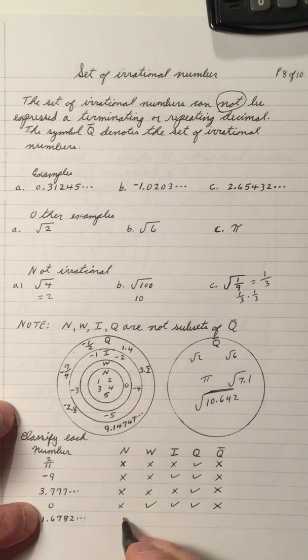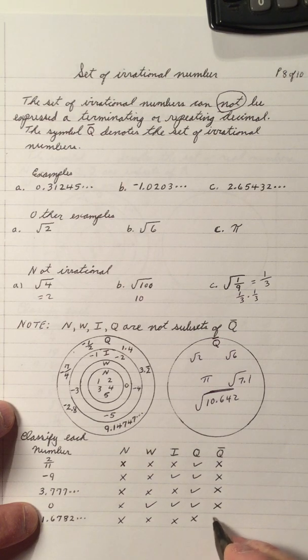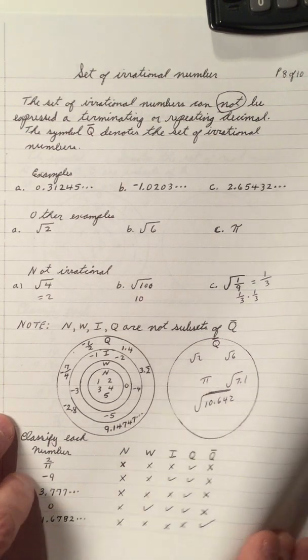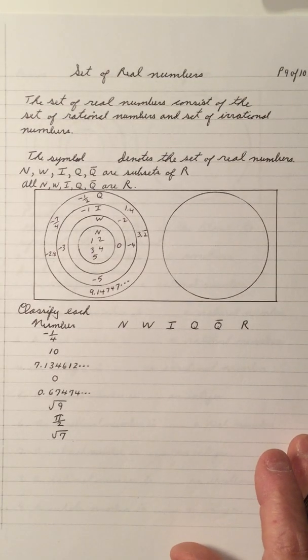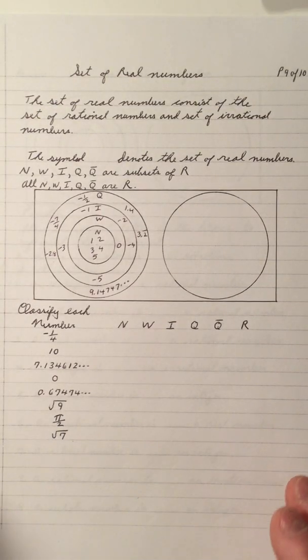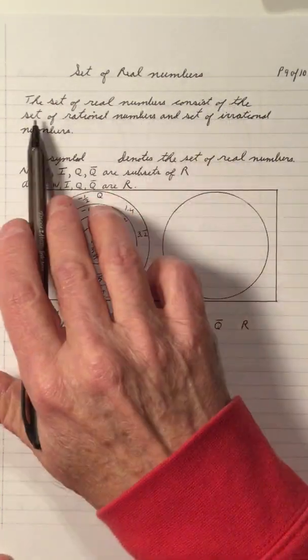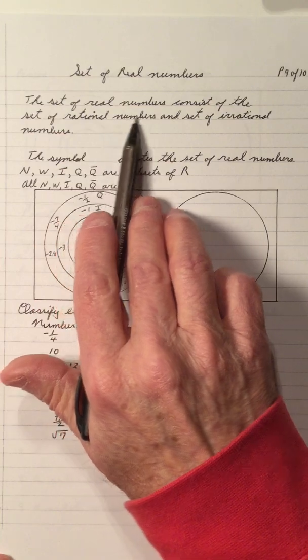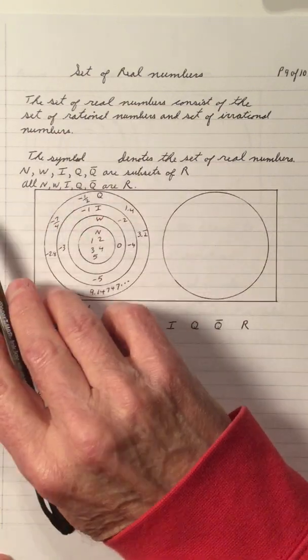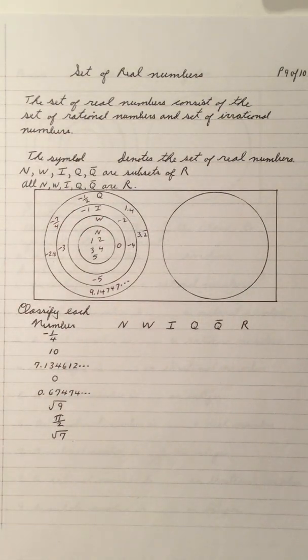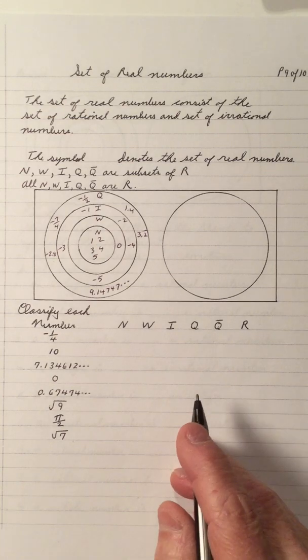1.6782... It's not natural, not whole, not an integer. It's not repeating or terminating, so it's not rational, but it is irrational. And the last set that everything is made of is called the set of real numbers. The set of real numbers consists of the set of rational numbers and the set of irrational numbers. So if we put the rationals and the irrationals together, you get all the numbers.